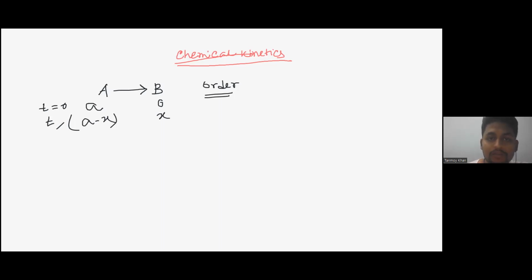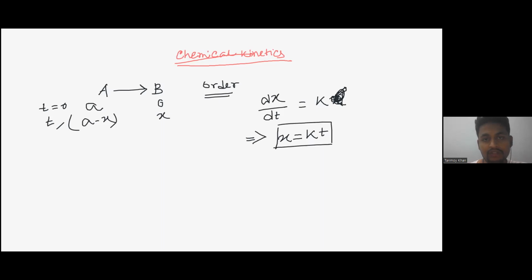Depending upon the order, the reaction rate will look different. Let's say this is a zero order reaction. That means dx by dt will be k into the reactant concentration to the power 0, so there will be no effect of the reactant. If you solve this, you will get x is equals kt. This will be the rate equation. x means the concentration of product.